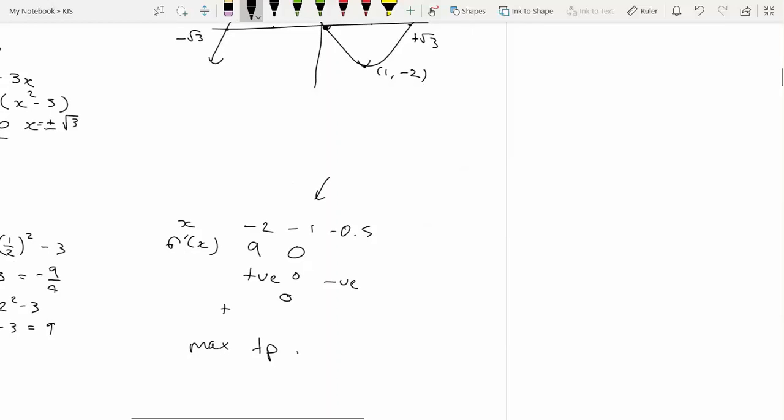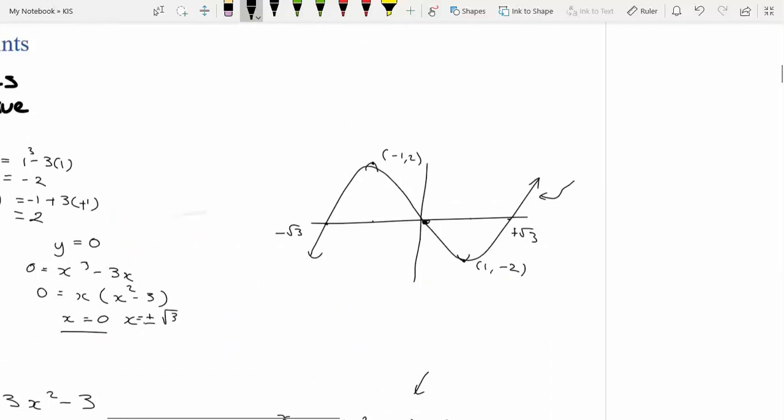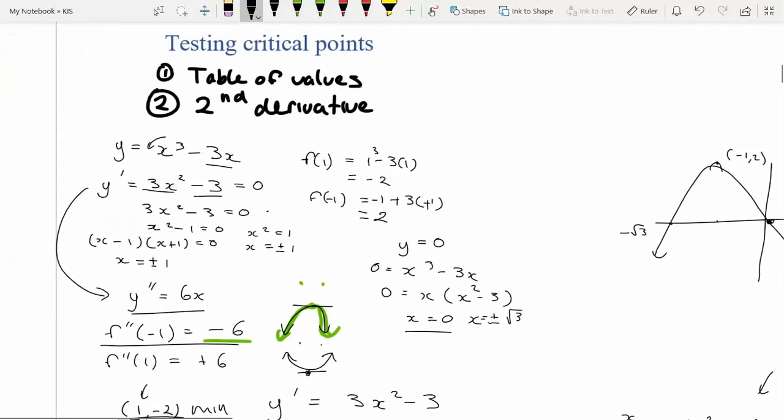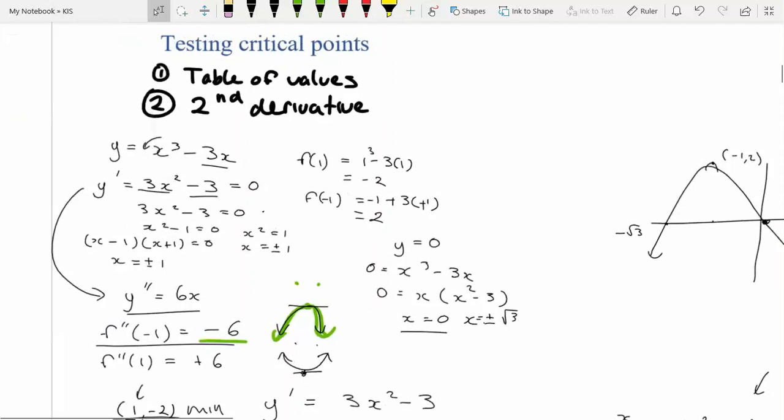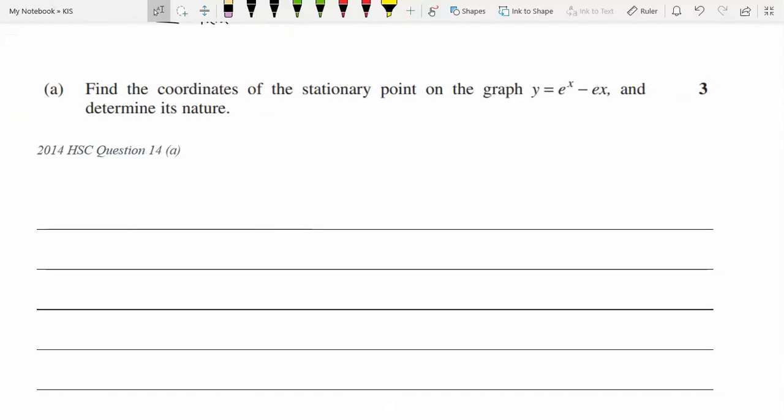You can actually do a thing as well where into your calculator you could have done minus 1.1 and then minus 0.9. Those are both perfectly fine, you just input them into the calculator and then write your answer as a decimal. Right, so that's just some notes on how to test critical points using the 2 different methods. And we're just going to have a go practicing this on an actual question.